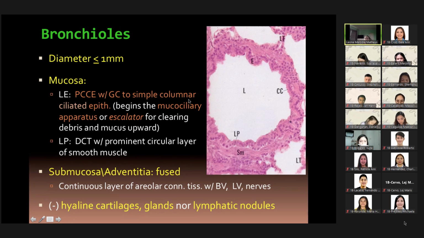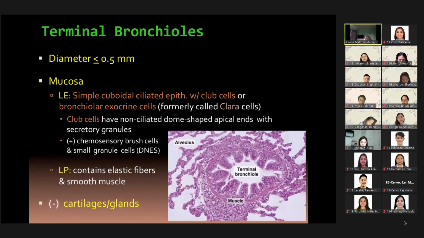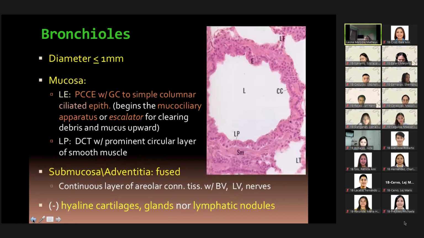Are we clear on that? So that we don't have both PCCE with GC and simple columnar ciliated. Because remember, this is continuous with your bronchi and then becoming your bronchiole, so there is still PCCE with GC and then simple columnar. So as I was saying here, let's just stick to simple columnar ciliated at this point. Okay? So this is the thing that I'd like to tell you with regard to your bronchiole.